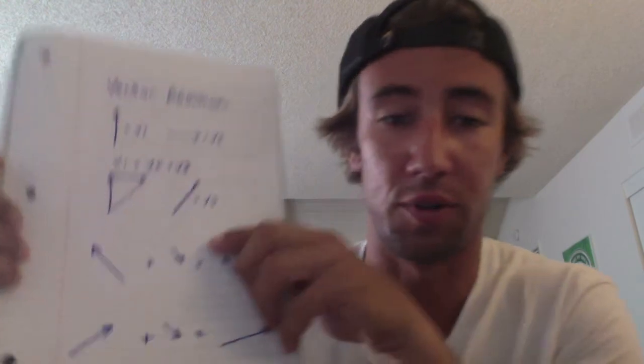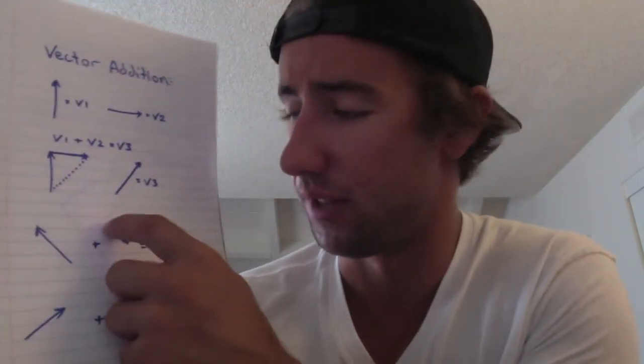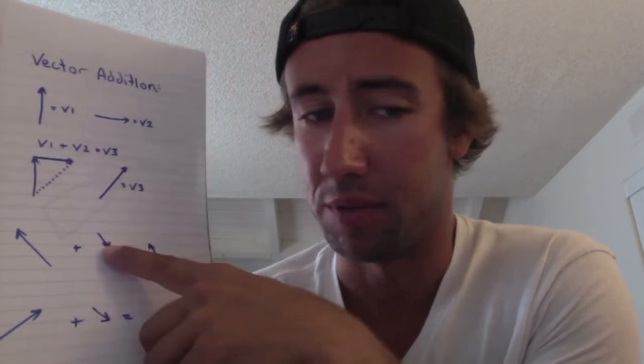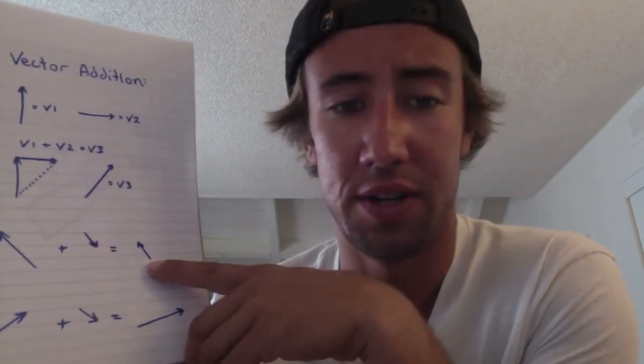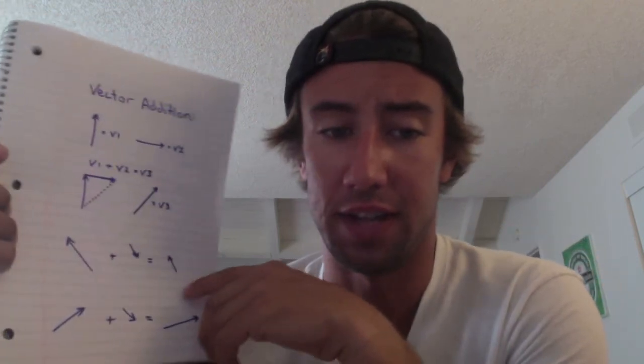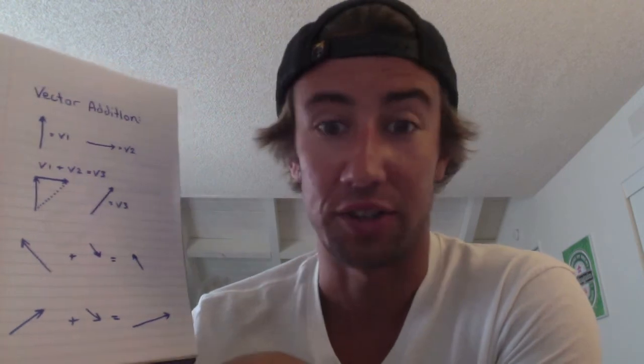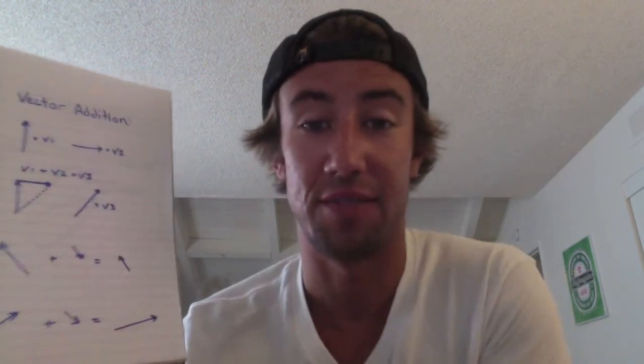Okay, so here's some more quick examples of vector addition. We have a long vector here and a short vector here going the opposite way. The resultant vector is just this short vector this way. We're not actually calculating anything, but this is just so you have an idea of what's going on.